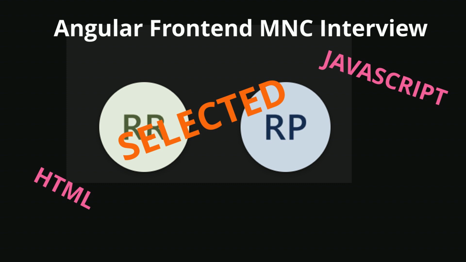ngOnChanges will run whenever the input properties of a particular component are changed. And when the component is rendered the first time, it will run first. Then after that ngOnInit will run. ngOnInit will run only once before the component is destroyed. If it is destroyed and we render it again, then ngOnInit will be called again after ngOnChanges. But if some input properties are changed from the parent, then ngOnChanges will run again.